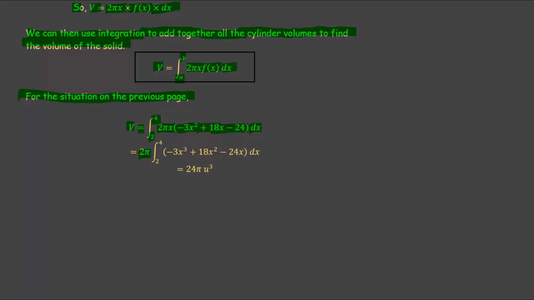2 pi is a constant, we can take that outside, multiply the x into the function, and we can see we get negative 3x cubed plus 18x squared minus 24x dx. You know how to evaluate that integral, and if you do that, you get 24 pi cubic units.